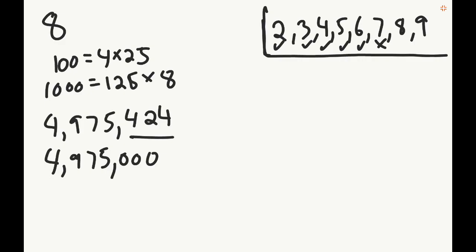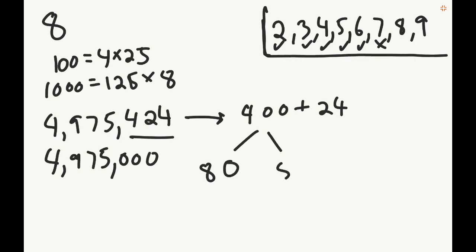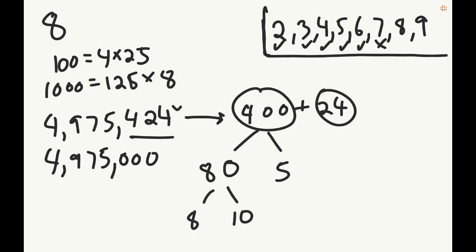So 424, you just have to use your cleverness to figure out if 424, this is why this is not really a trick. I might break it apart: 400 plus 24, right? 400 is 80 times 5, that is 8 times 10. Okay, so I know that 400 is a multiple of 8, and then 24 is a multiple of 8. So this is a multiple of 8. Again, not really a trick, so we're not going to count it as a trick, but it's kind of a way to think about these things.